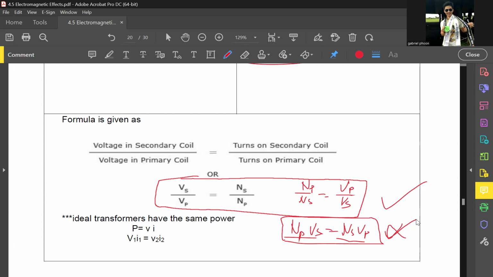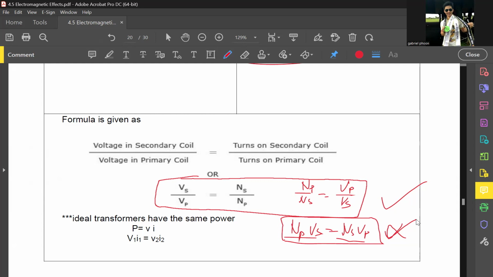So what do you mean? Because it's on the secondary coil over the primary coil. I can see the number of turns in the secondary coil, bro. Turns on the secondary.